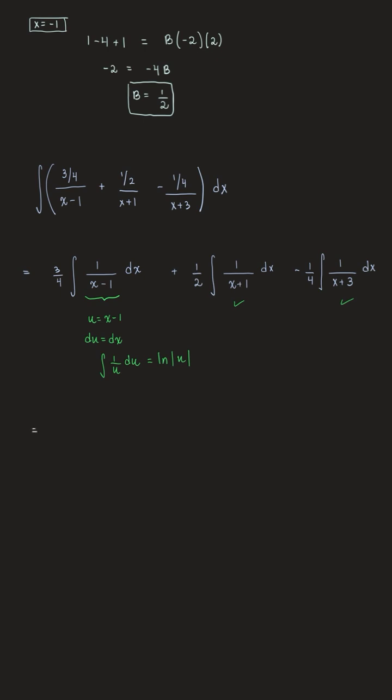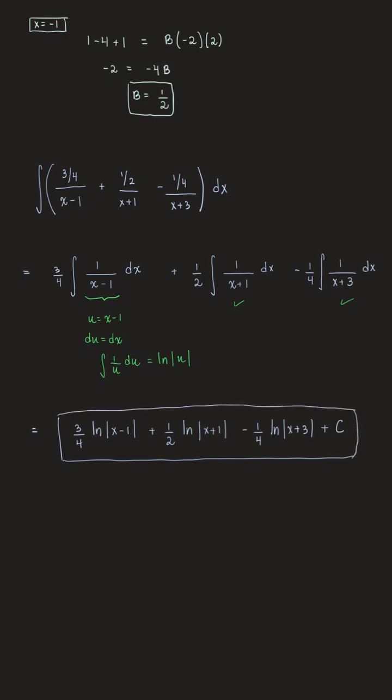So the first term will be 3/4 times the natural log of x minus 1. The second term will be plus 1/2 natural log of x plus 1. Then minus 1/4 natural log of x plus 3. And since this integral was originally an indefinite integral, we're going to add our arbitrary constant, and we have our final solution.